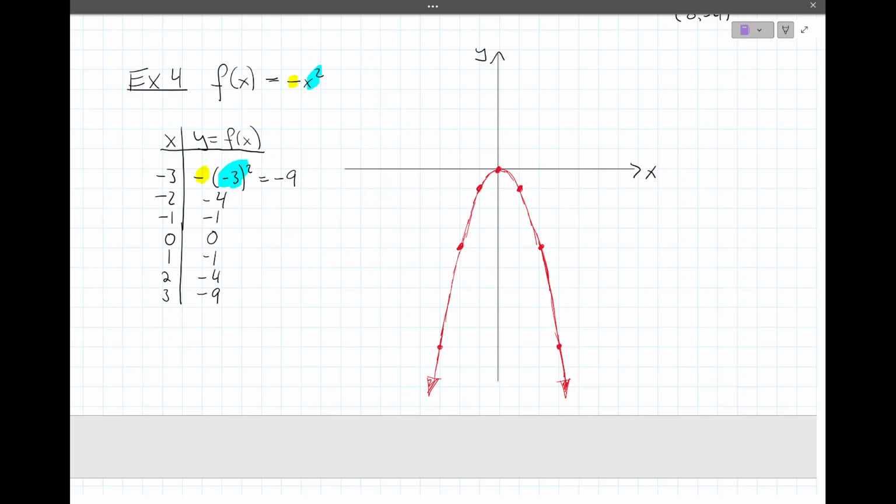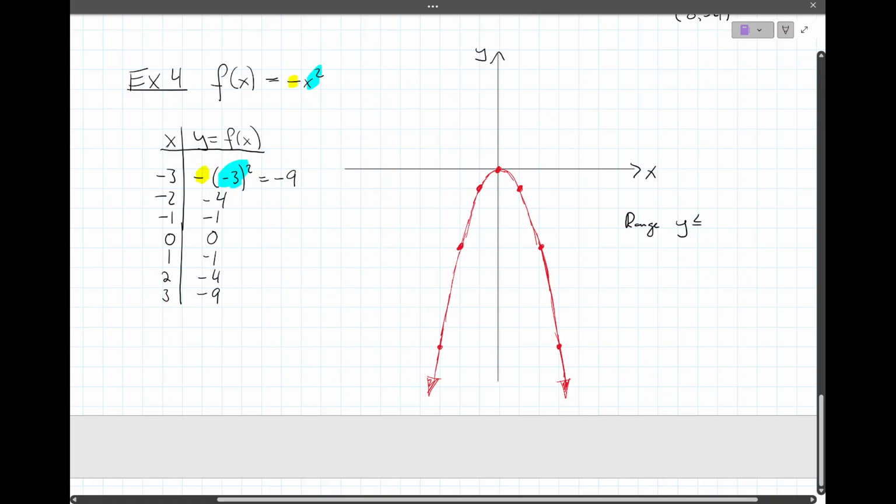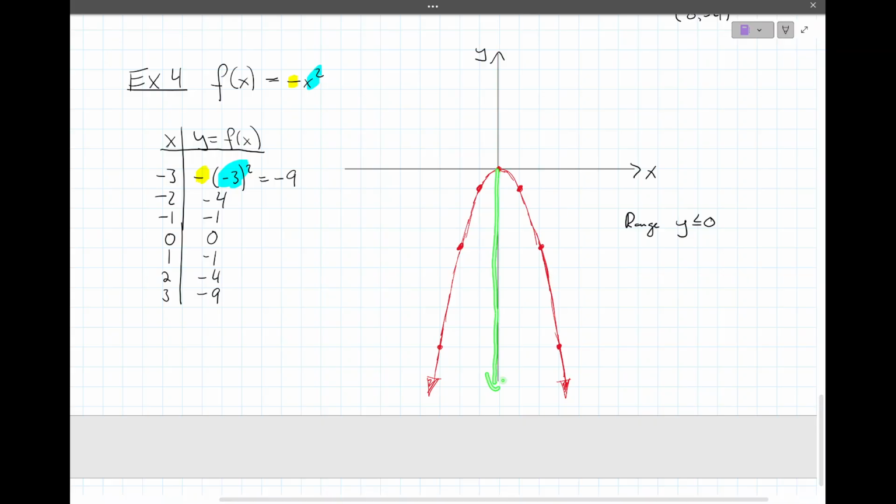Domain hasn't changed, but the range now is not y greater than 0, but y is less than 0. All our values of y are less than 0, right? 0 is now our maximum value, and we keep going down forever to negative infinity now, right? And now this opens downward instead of upward, right? It opens towards negative values, so we say this opens downwards.